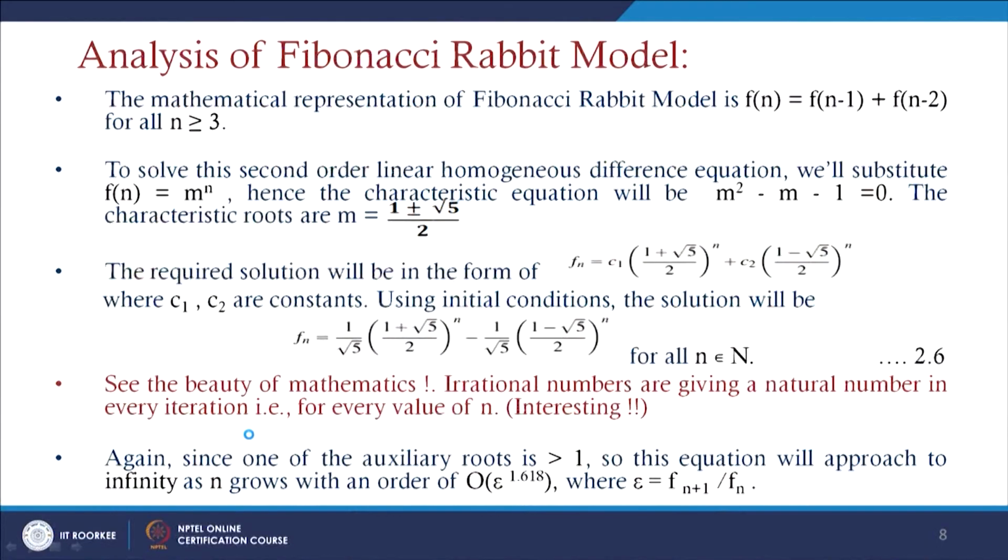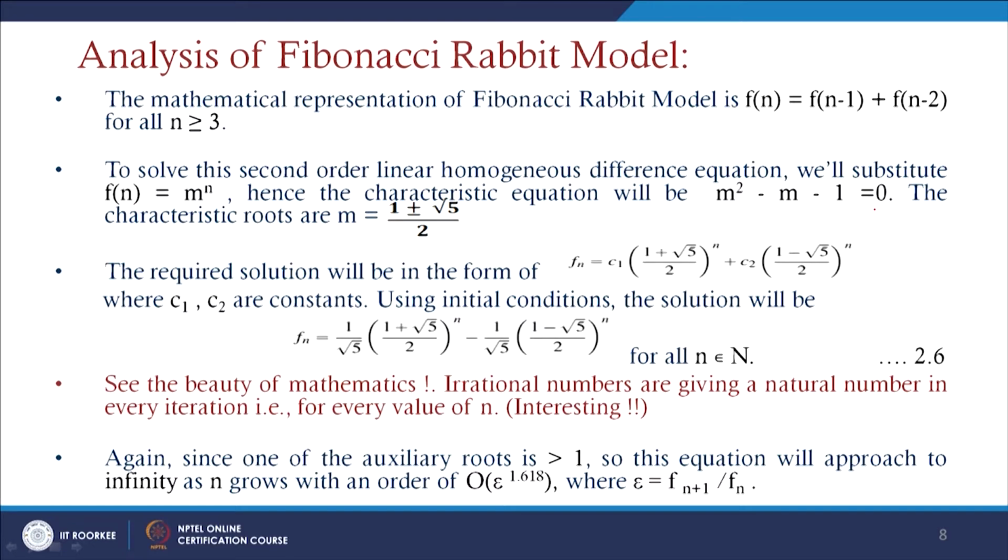And if we go for the analysis of this Fibonacci rabbit model, then the mathematical representation is f_n equals f_(n-1) plus f_(n-2) for all n greater than or equal to 3. To solve this, suppose you put f_n equals m to the power n; hence we will have this characteristic equation in the form m square minus m minus 1 equals 0 here.